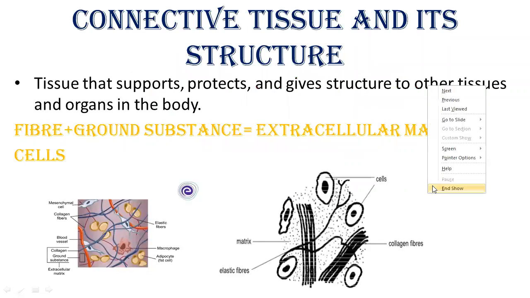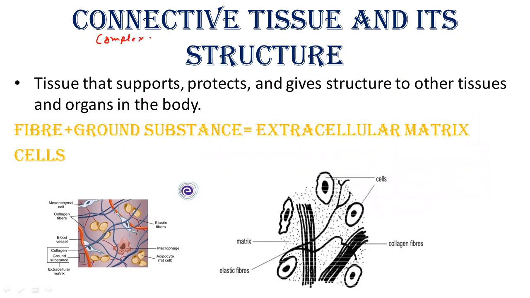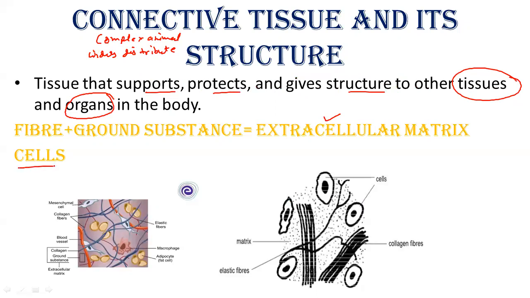So this tissue is mostly abundant and widely distributed in the body of complex animals. Also, this tissue is widely distributed. Why? Because of its function. Connective tissue supports, protects and gives structure to other tissues and the organs in the body so the body can function properly. It is made up of two things: extracellular matrix and cells.